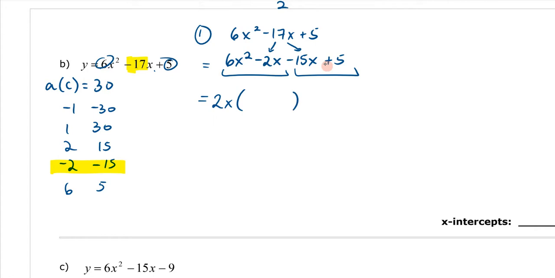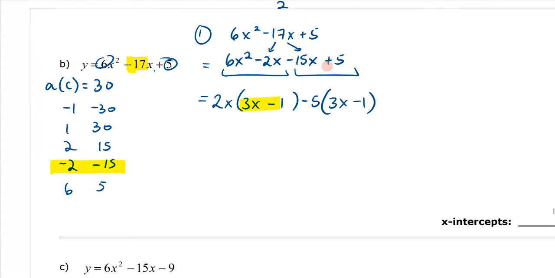Okay. So I can divide 6x squared by 2x, and I get 3x. Negative 2x divided by 2x is minus 1. And if you look at the next two terms, what's the common factor between 15 and 5? It's a 5. I want to factor out a minus 5. There's a minus 15 there. So minus 5. And 15x divided by 5 is 3, so 3x. And 5 divided by negative 5 is minus 1.